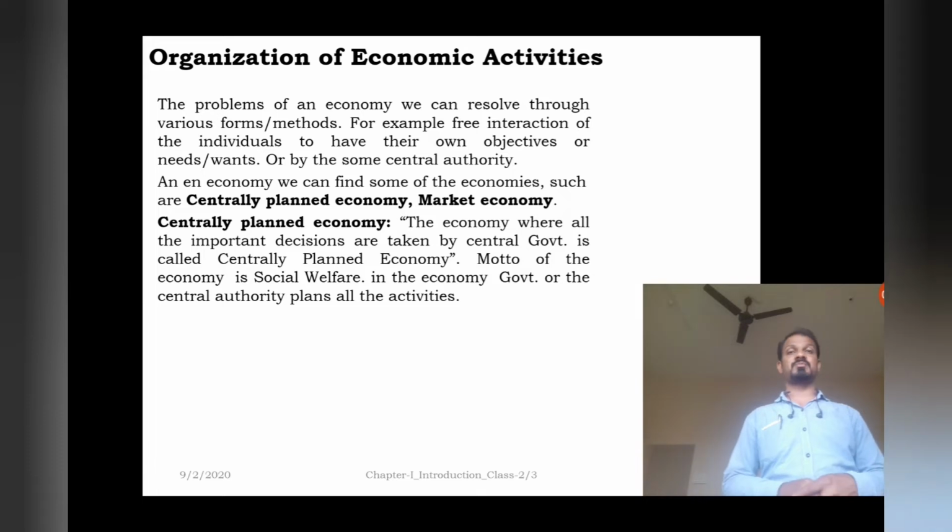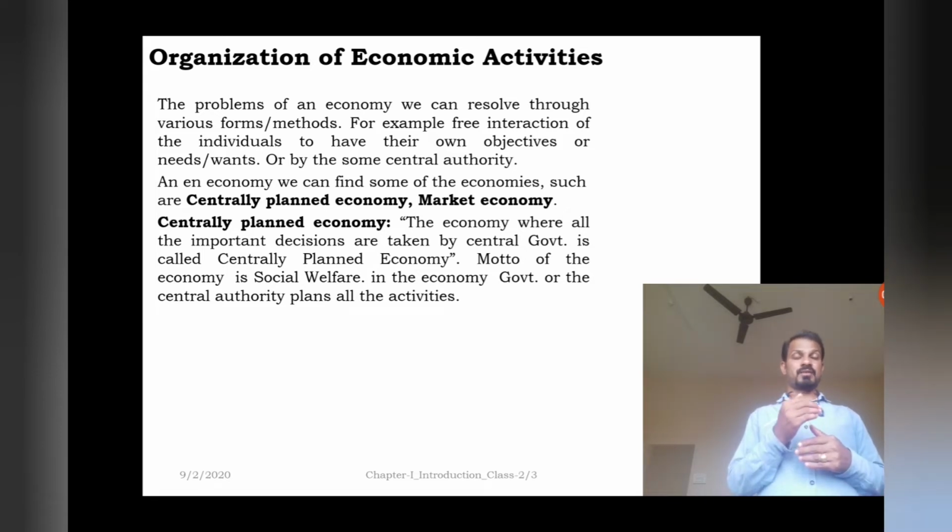So let us take the next concept, that is organization of economic activities. Here they have spoken about certain economies, and how the basic problems can be resolved or solved in those economies. The problem of an economy we can resolve through various forms or methods. For example, free interaction of individuals with their own objectives, needs or wants, or by some central authority. So what to produce, how to produce, and for whom to produce, those basic problems we can resolve through various forms, like by leaving individuals free.